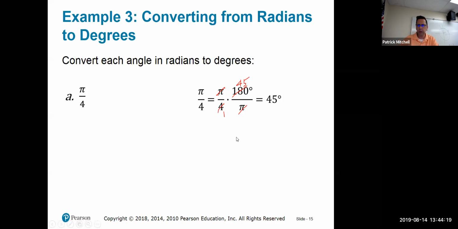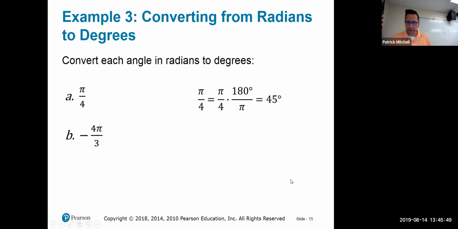Okay. Next example, and I'll ask those of you watching on the video to pause and try this one yourself, would be negative 4 pi over 3. Okay, so hopefully you had a chance to try that. So we're converting -4π/3 to degrees. So just like in the last example, I'm going to multiply by 180 degrees over pi.